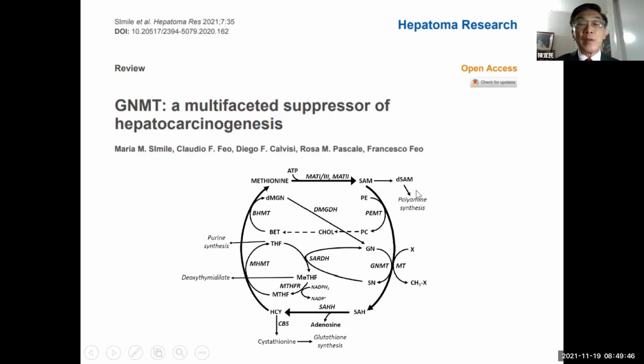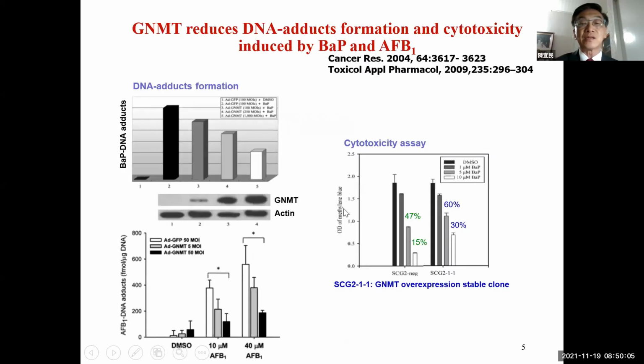If you need more information, I encourage you to read this review article just published recently by the Italian group. The title of this review is GNMT is a multifaceted suppressor of hepatocarcinogenesis.